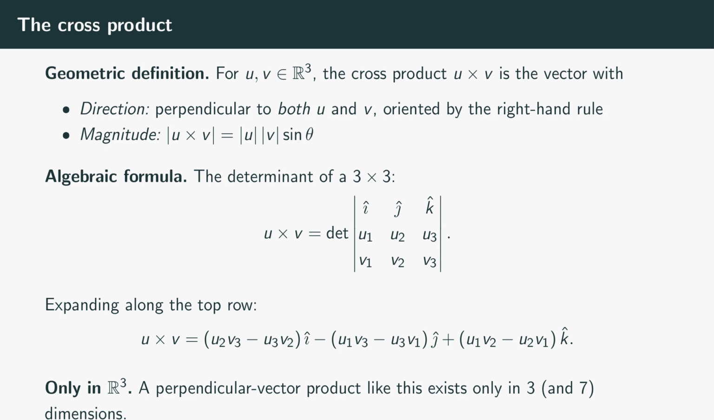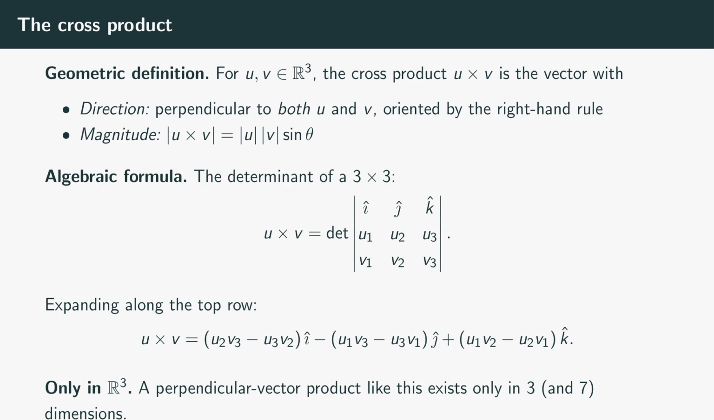To compute, write the formal determinant with i hat, j hat, k hat on top, u in row 2, v in row 3. Expand along the top with the checkerboard signs. First component: u2v3 minus u3v2. Then minus (u1v3 minus u3v1) for the j hat slot. Then plus (u1v2 minus u2v1) for the k hat slot. That middle minus sign is the most forgotten part of the formula.